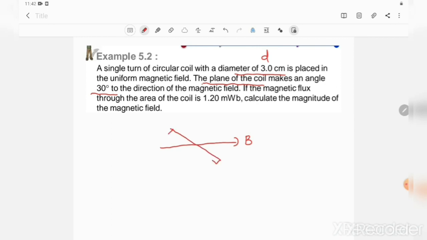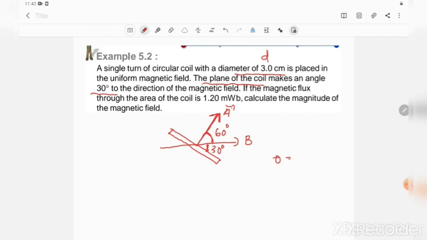So this is the plane of the coil, and the plane is 30 degrees to the direction of B. For this situation, we have to remember that the direction of vector A is always perpendicular to the surface of the coil, or normal to the plane. So from this figure, you should know that the theta for the application of magnetic flux is 60 degrees.